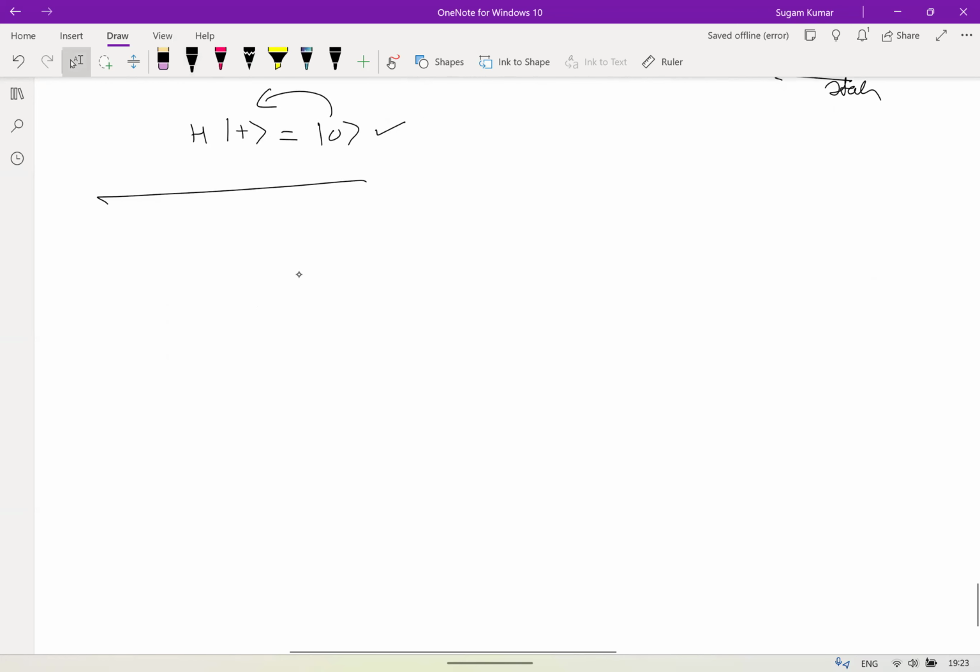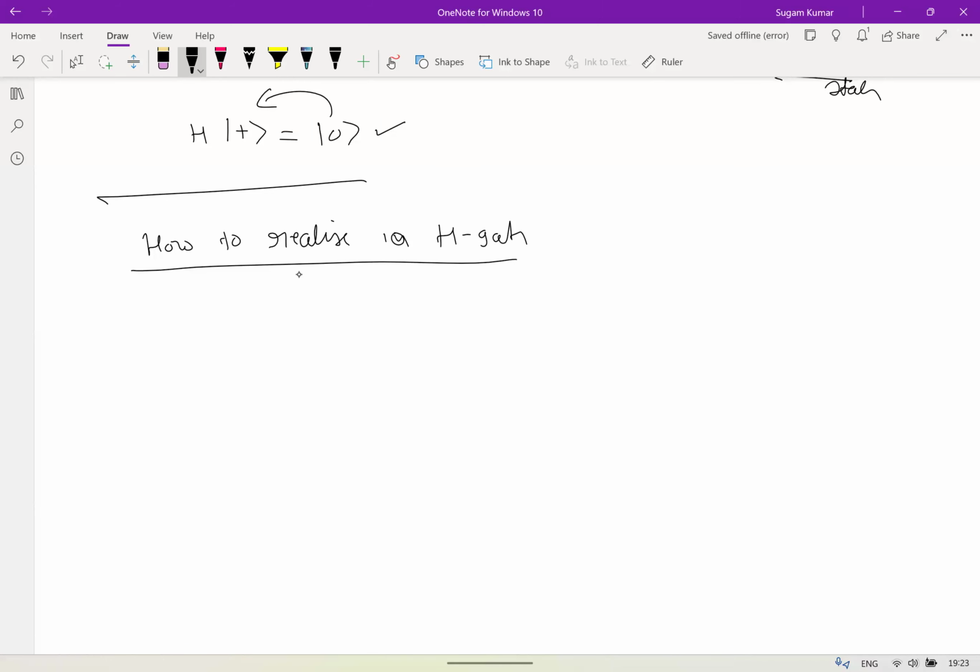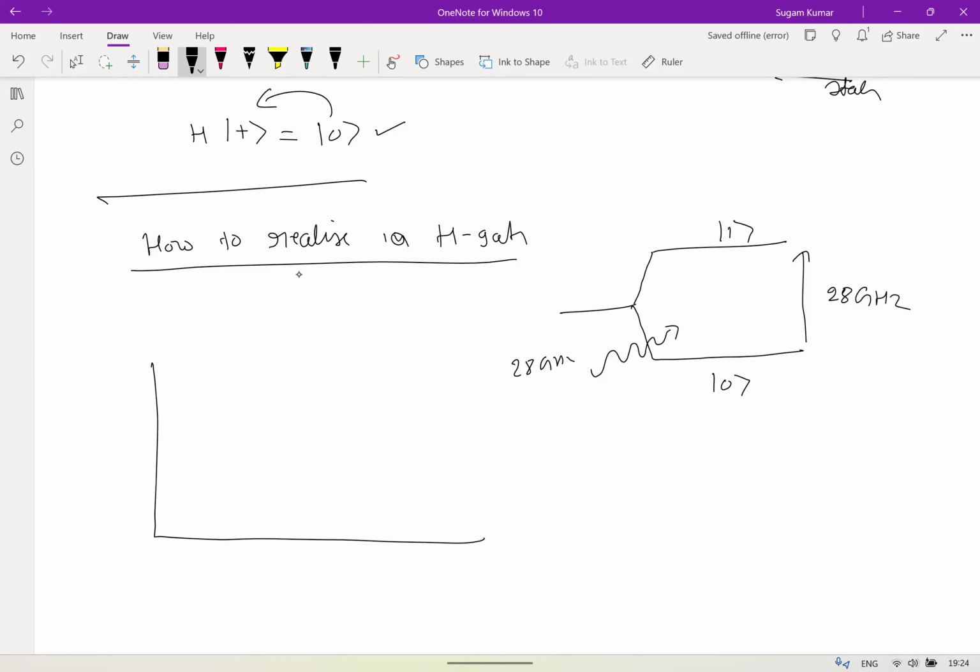But now come again to how to realize the H gate. Now, if you look at the same example I told you again, we can think about a spin in the magnetic field, and there are two states separated, and this separation corresponds to 28 gigahertz. And if I shine a photon of exactly 28 gigahertz, then you can see that probability. So that probability is like this way.